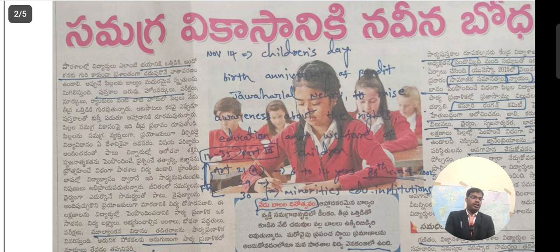In the fundamental duty 51A clause (k), education for 6 to 14 years has to be provided to the children, free and compulsory, by the parents only. So Article 45 says education for children has to be provided by the government, too. Article 45 is related to the government having to provide free and compulsory education, but 51A clause (k) says it has to be provided by the parents only, not the government, like that they mention.